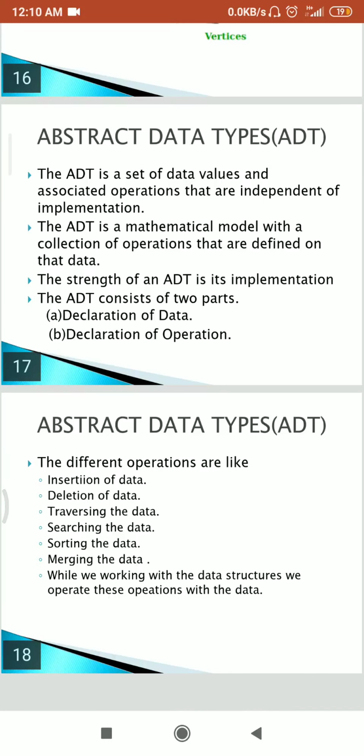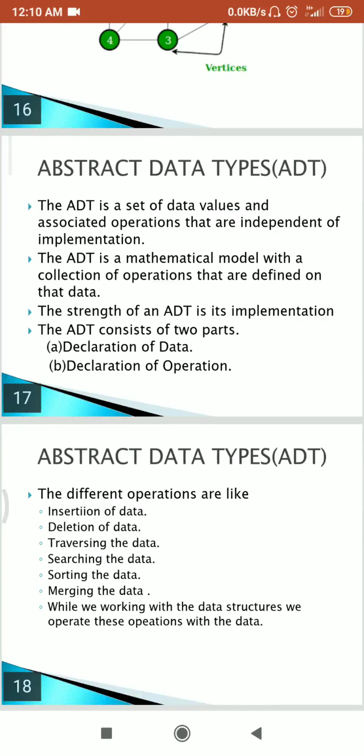So we can say that an ADT is a mathematical model with a collection of operations that are defined on the data. Some mathematical operations, and might be some sorting, some searching; different kinds of mathematical models will be discussed. Next, the strength of an ADT is its implementation. So the basic ADT will be developed and understandable in the implementation. So next, what are the different parts of the ADT?